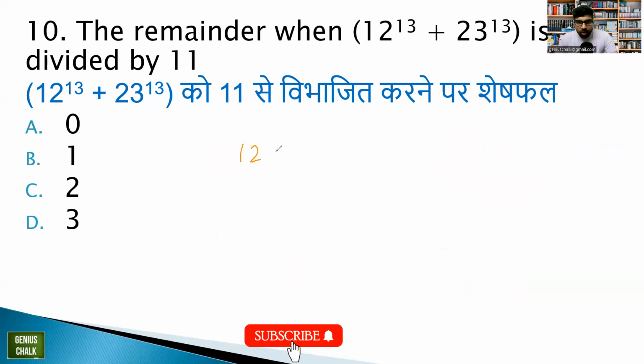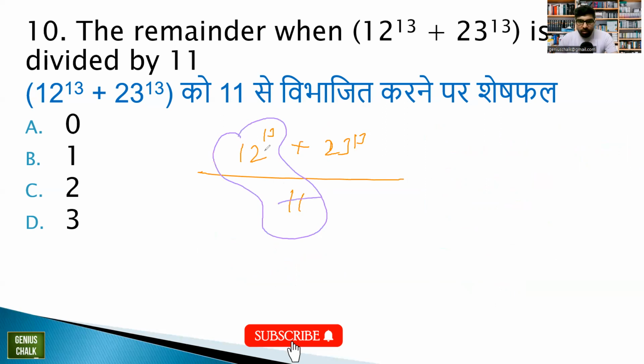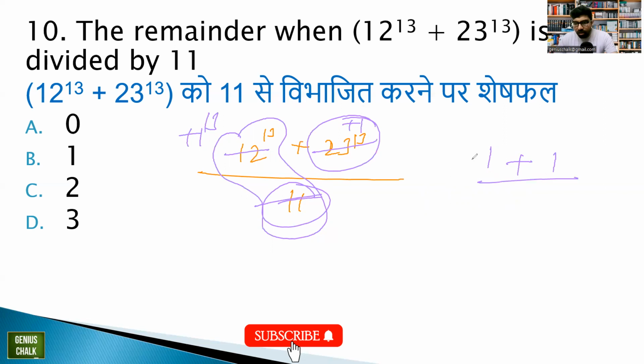What we'll do is 12 to the power 13 plus 23 to the power 13 divided by 11, so I'll do it separately now. 12 to the power 13 by 11: 11 ones are 11, and this is 1 to the power 13. 1 to the power 13 is 1. Now 23 to the power 13 by 11: that is 11 times 2 is 22, plus 1. 1 to the power 13 is again 1. So what is my answer? The answer is 2.